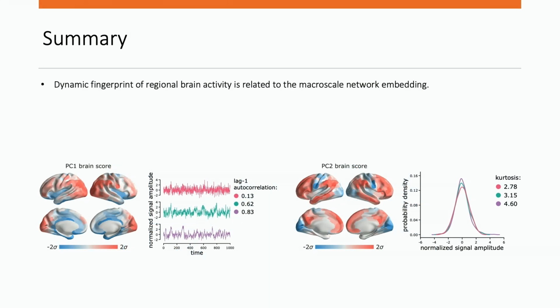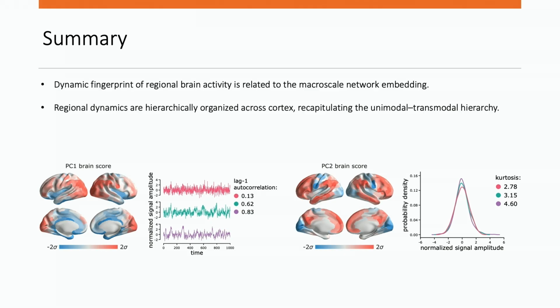So altogether, we can see that we have dynamical fingerprints of different regions that are different across the cortex, but not at random. Rather, they are systematically organized across the cortex in a way that recapitulates structural and functional properties of local regional heterogeneity.